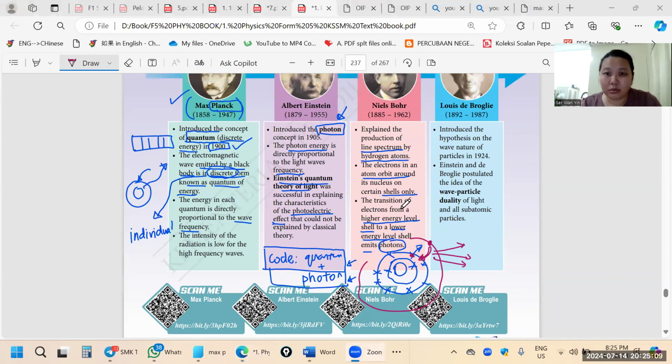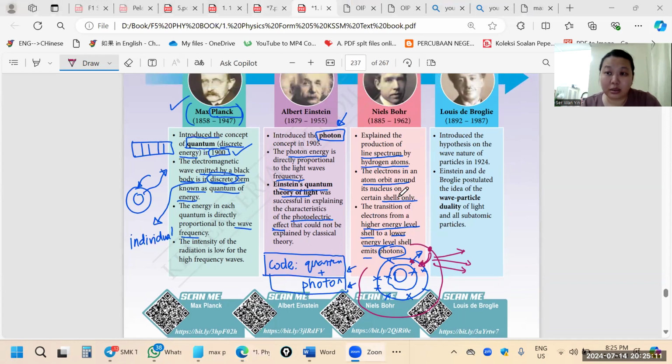Okay, so Niels Bohr said electrons will move within the shells if you give extra energy.